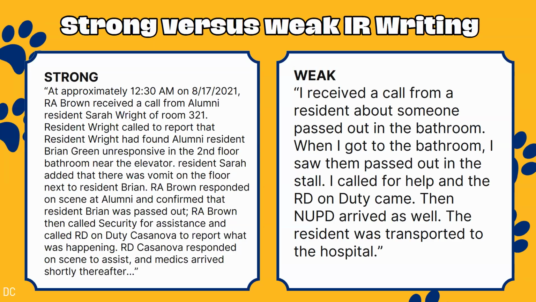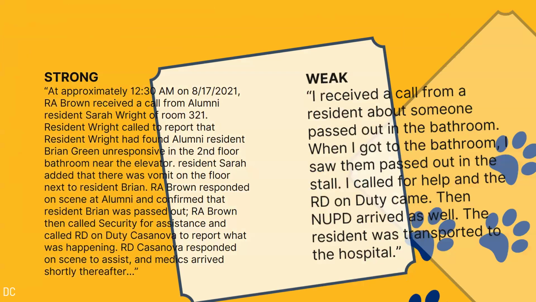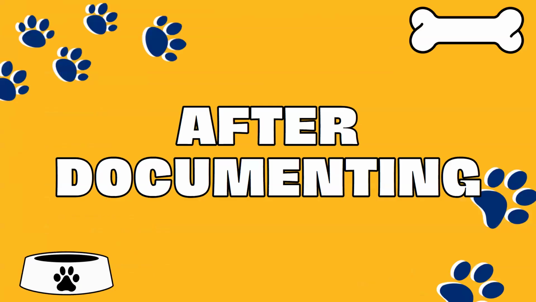Now, let's contrast that with the weak example. Here, the lack of detail leaves too many questions unanswered. It's vague and doesn't convey the urgency of the situation. Remember, the goal is to ensure that anyone reading your report understands exactly what happened. So, as you craft your incident reports, focus on being specific and structured. Now we will discuss what happens after you document an incident.